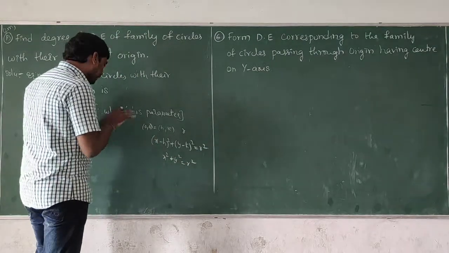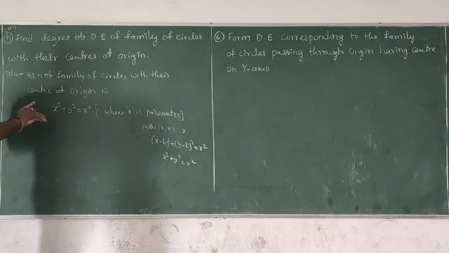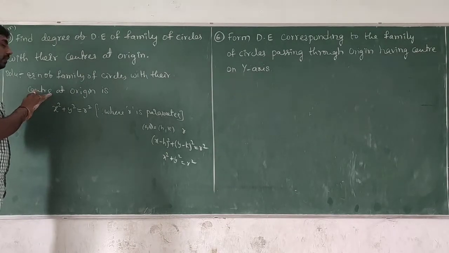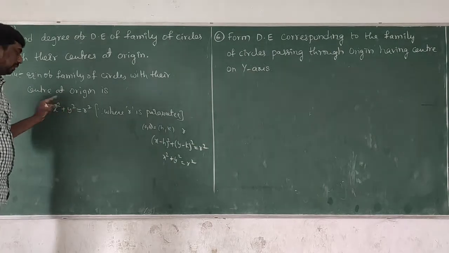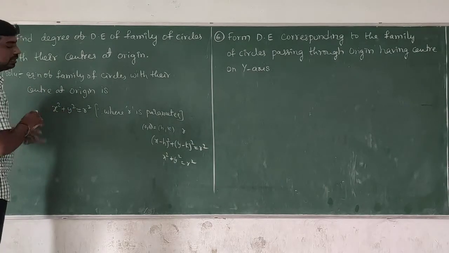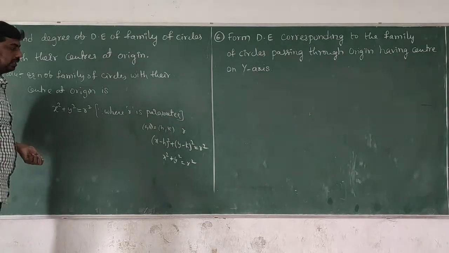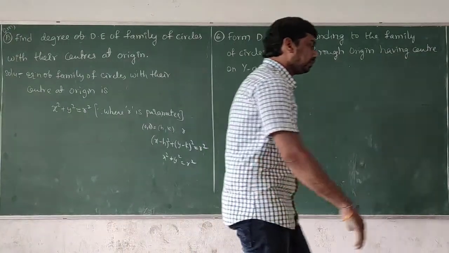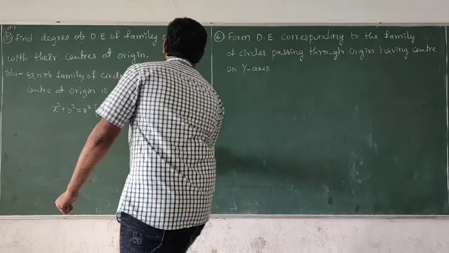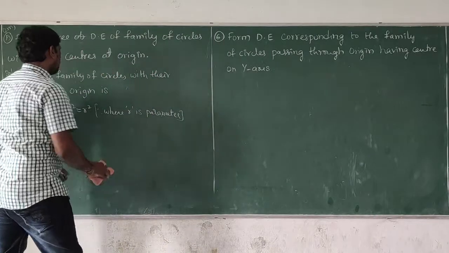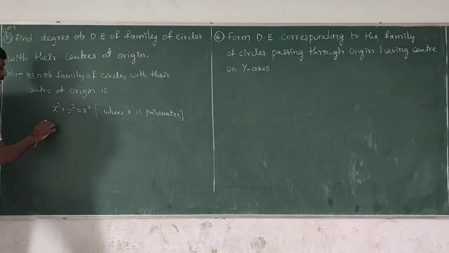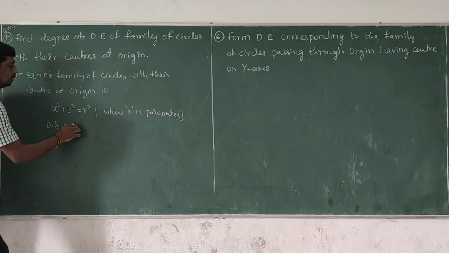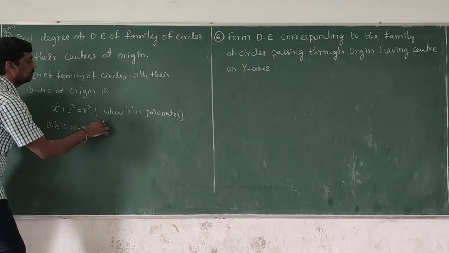That's why I am directly writing that the equation of the family of circles with the center at the origin is x square plus y square equal to r square. This is the process we use to get the equation of the circle. Understood clearly? Now, here how many parameters do we have? Only one. What is that one? r only. That's why how many times do we need to differentiate the given equation? Only one time. Differentiate both sides with respect to x.